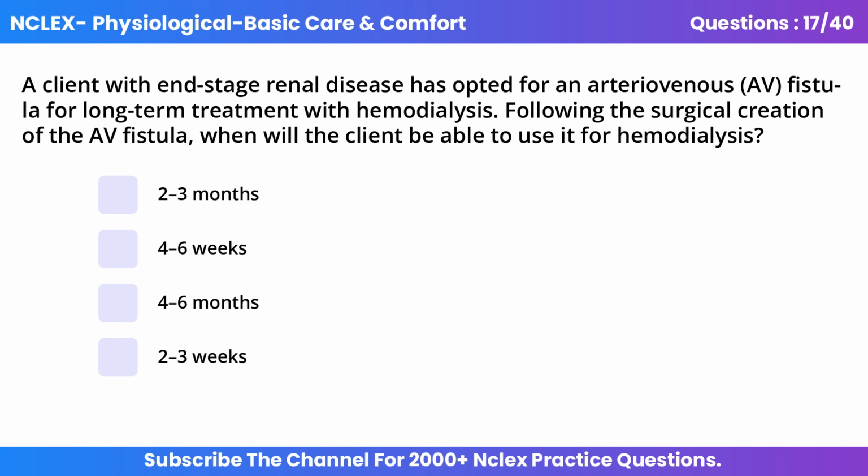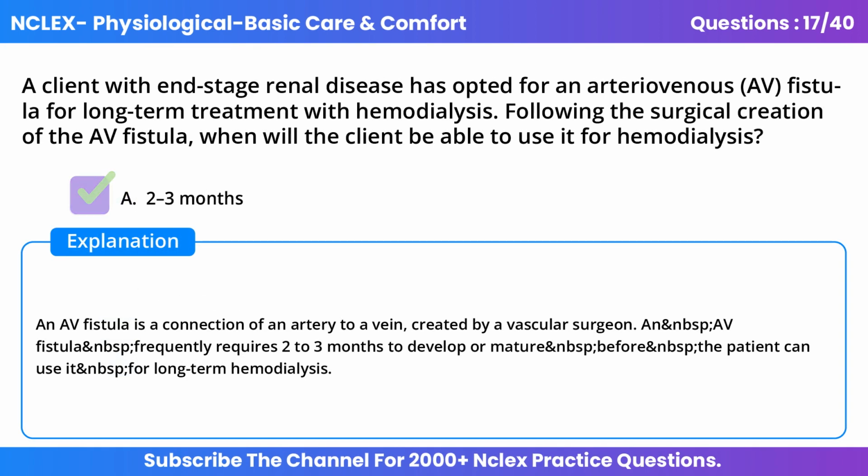Question 17. A client with end-stage renal disease has opted for an arteriovenous (AV) fistula for long-term treatment with hemodialysis. Following the surgical creation of the AV fistula, when will the client be able to use it for hemodialysis? A. 2 to 3 months.